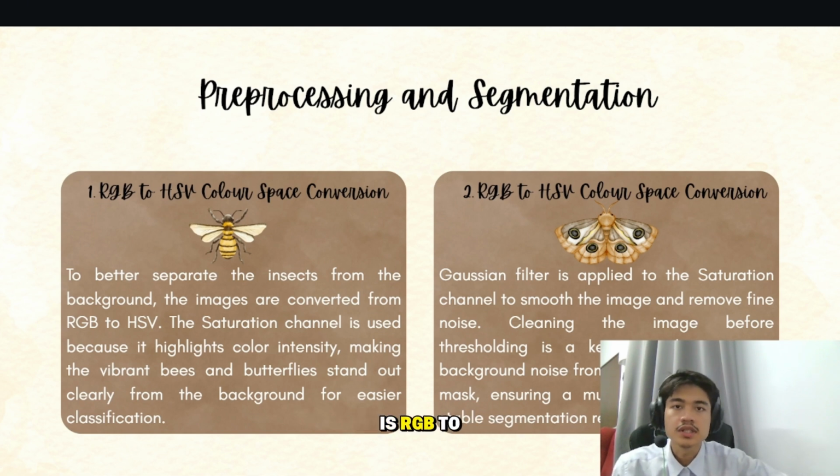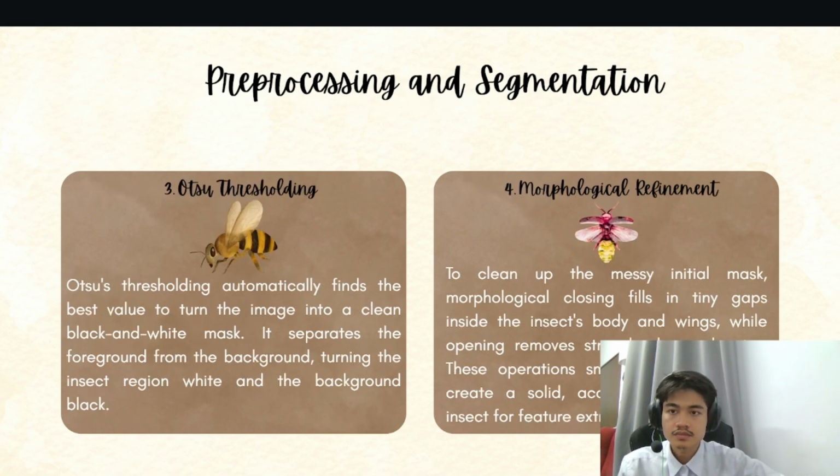The next step is Gaussian filtering. The Gaussian filter is applied to the saturation channel to smooth the image and remove fine noise. Cleaning the image before thresholding is a key step that prevents background noise from ruining the final binary mask, ensuring a much sharper and more stable segmentation result.